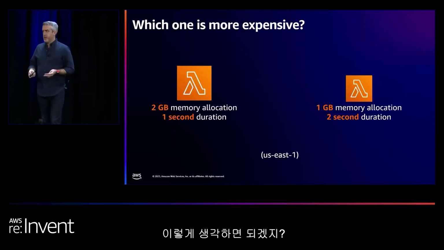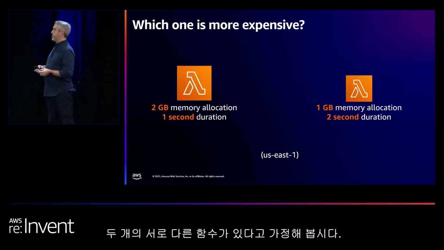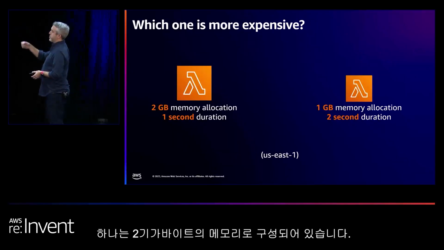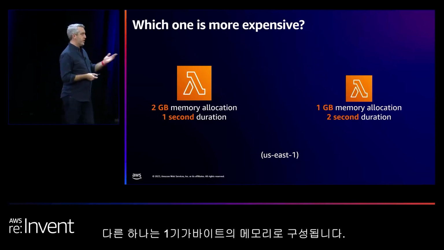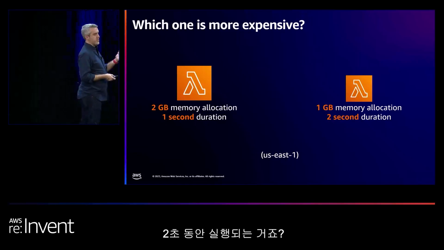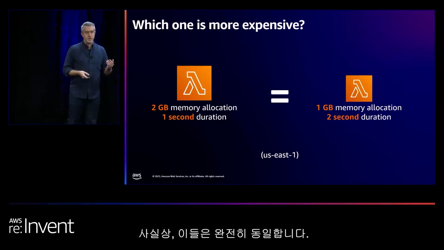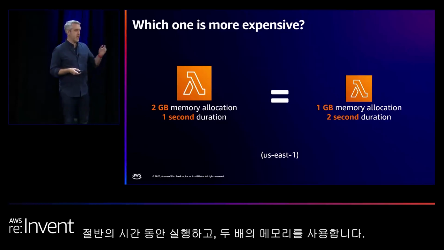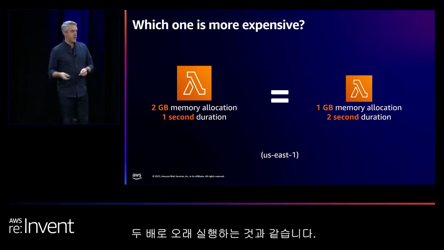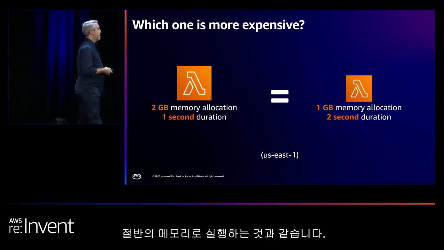So ways to think about this, right? Let's assume that I have 2 different functions. One is configured for 2 gigabytes of memory. It runs for 1 second. Another one is configured for 1 gigabyte of memory. It runs for 2 seconds, right? Effectively, these are the exact same when it comes to cost, right? So running for half as much time, twice as much memory is the same as running for double as long with half as much memory.